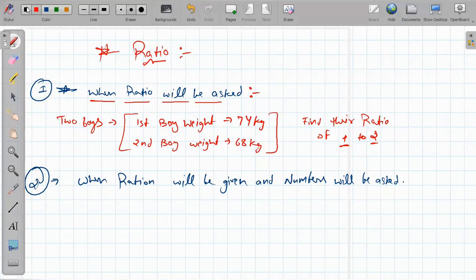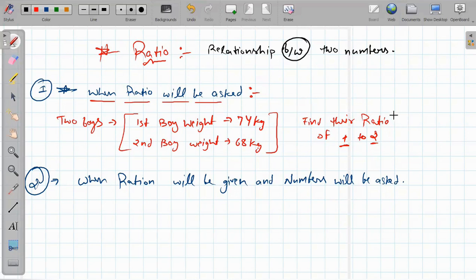Okay, so first of all, let's define the ratio. A ratio is just a relationship between two numbers. It tells how many times one is to the other. Okay, you can take that sense. Getting it?